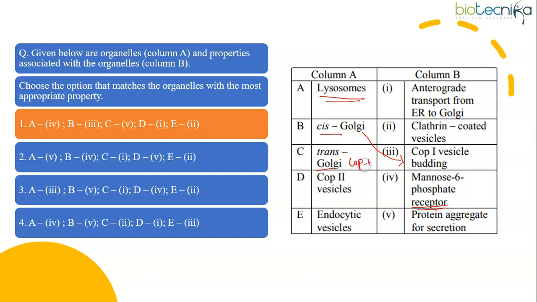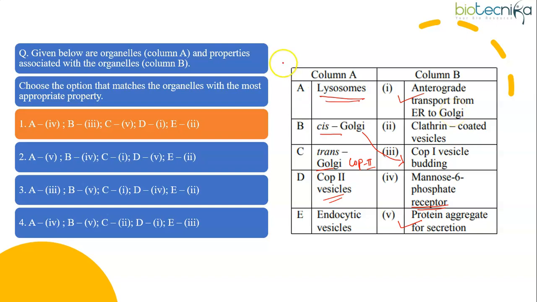Remember this part. We have cis-Golgi with COP1 vesicle binding, and trans-Golgi from where COP2 vesicles are originating, but since that is the last part of the Golgi, usually the proteins are aggregated for secreting out to different organelles or maybe fusing with the membrane. Then COP2 vesicles are involved in anterograde transport from ER to Golgi.